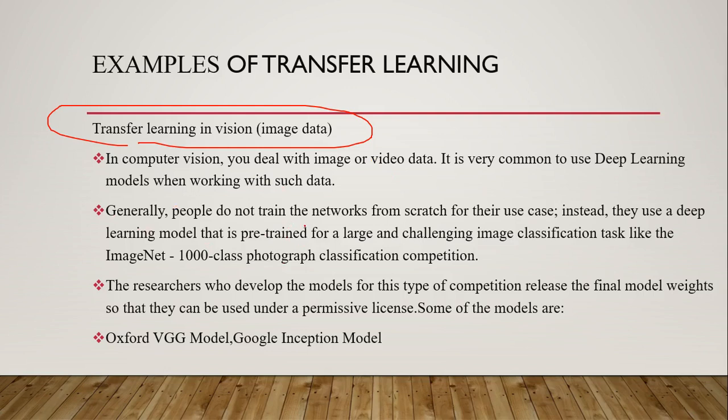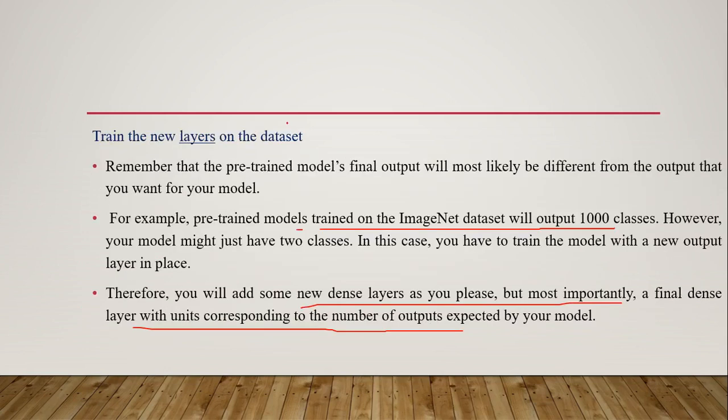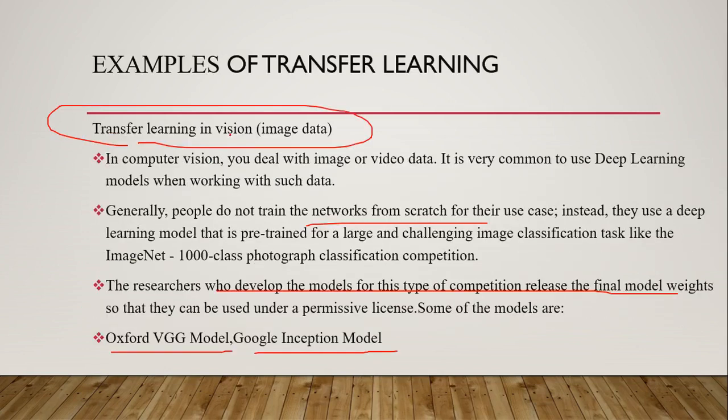Generally people don't train networks from scratch. The researchers who develop the models for a type of competition release the final model weights so that others can use them, under a permissive license also. Some examples of transfer learning models generally available today are the Oxford VGG model and the Google Inception model. I hope you understand today what transfer learning is, why it is so important, and how to implement transfer learning and so on.